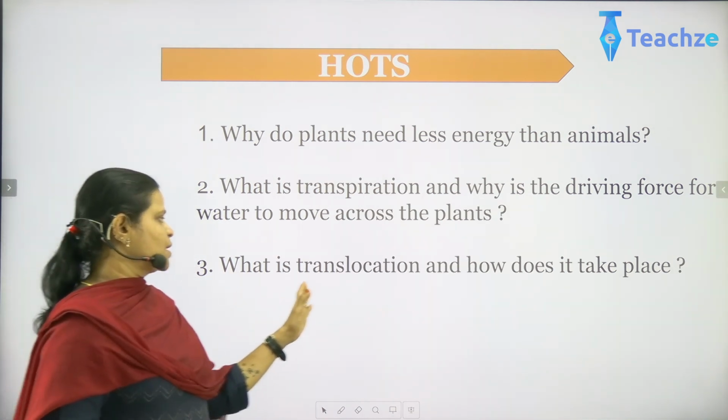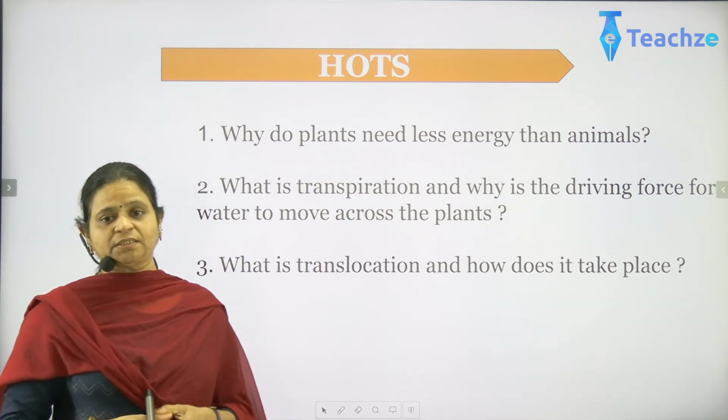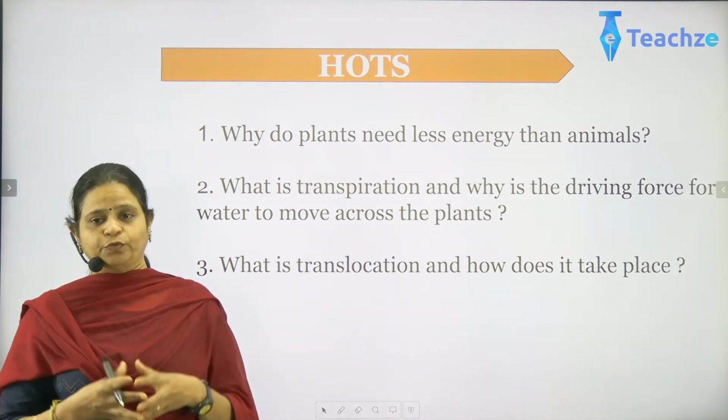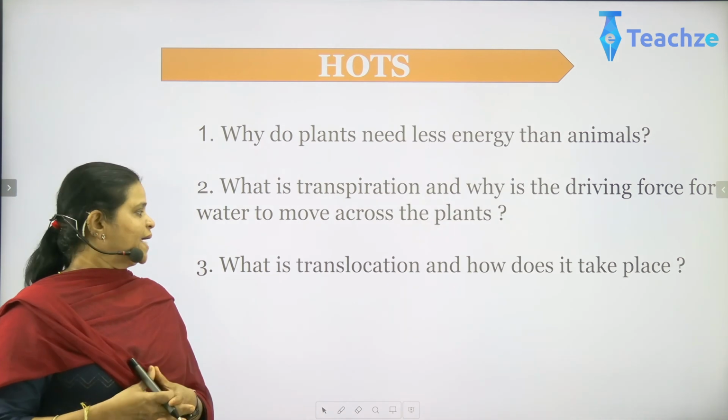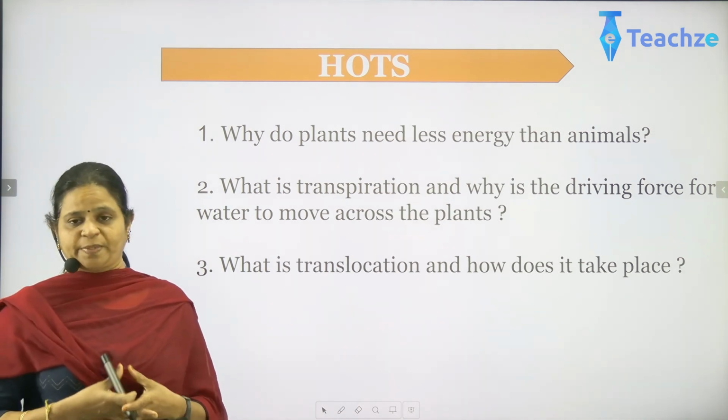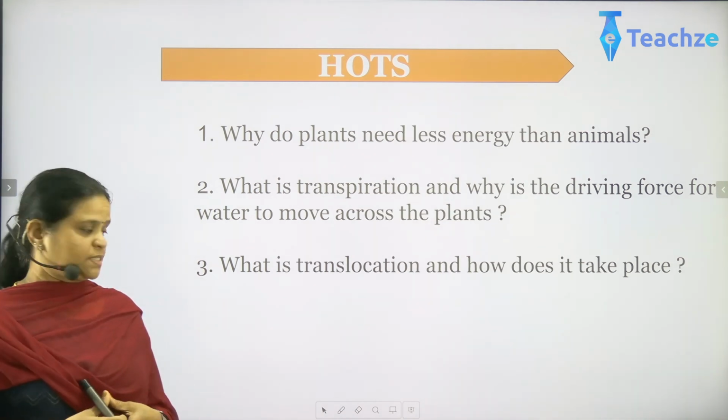Now, what is translocation and how does it take place? Translocation is the movement of food prepared by the leaf to different areas of the plant, and it takes place through the phloem, especially through the sieve tubes and the companion cells.